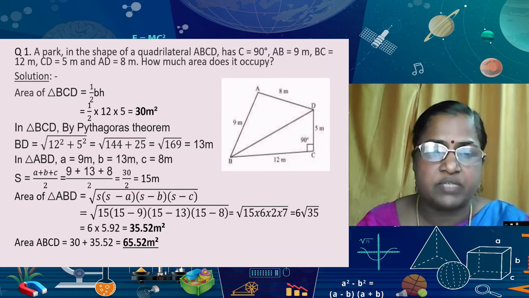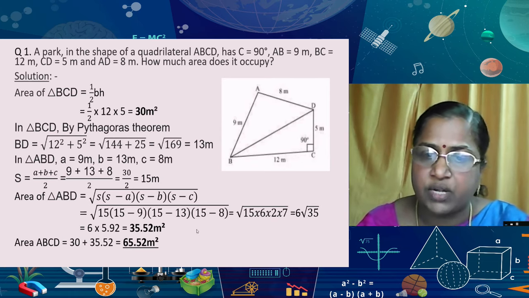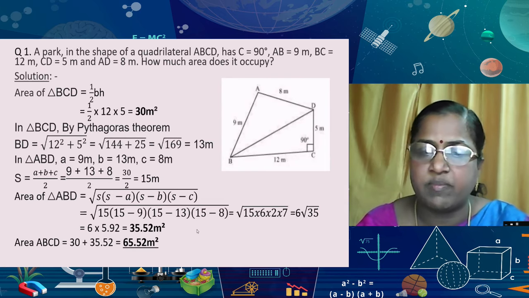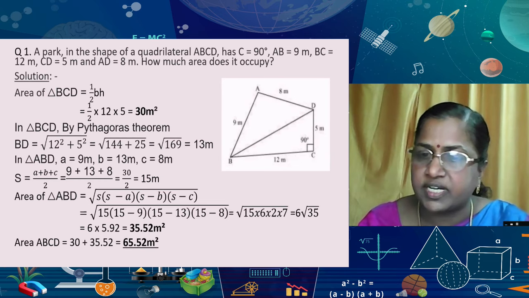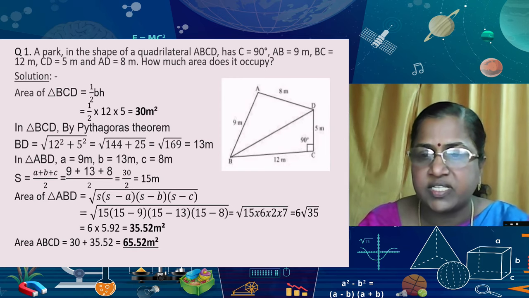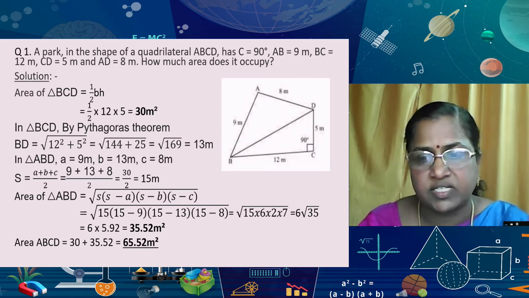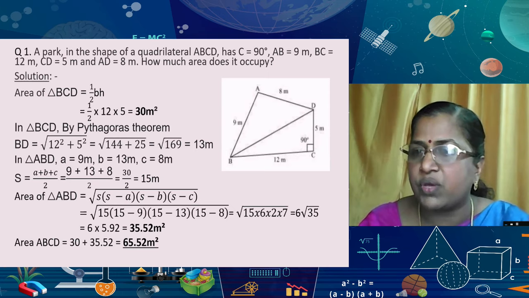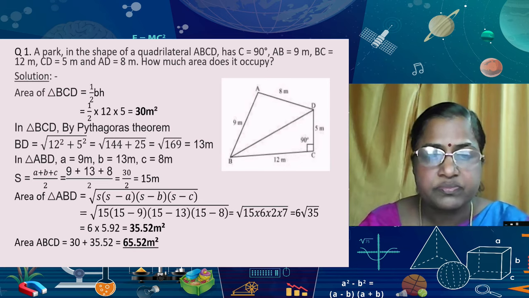We can substitute these values, we get root of 15 into (15 minus 9) into (15 minus 13) into (15 minus 8). So 15 minus 9 is 6, 15 minus 13 is 2, and 15 minus 8 is 7. So the square root of this, we can take it as 6 root 35, because 15 can be written as 3 into 5, 6 is 6 itself, 2 is here, square root we can take as 6, and the root 35 is an irrational number.